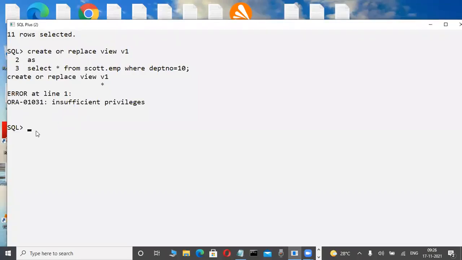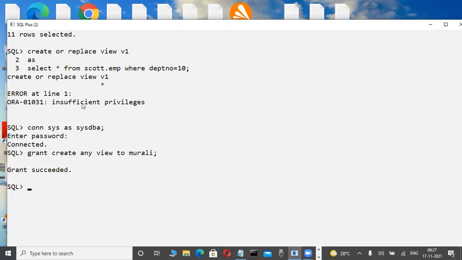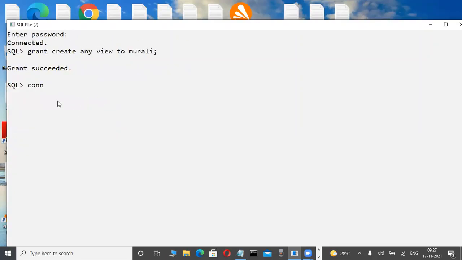In that case, what solution do you give? Connect sys as sysdba. Password is sys only. Now we give the permission: grant create any view system privilege to the user. What is the user? Murli, like this. This is the administrator giving it, just for our practice purpose. Then only we have to connect here as Murli.